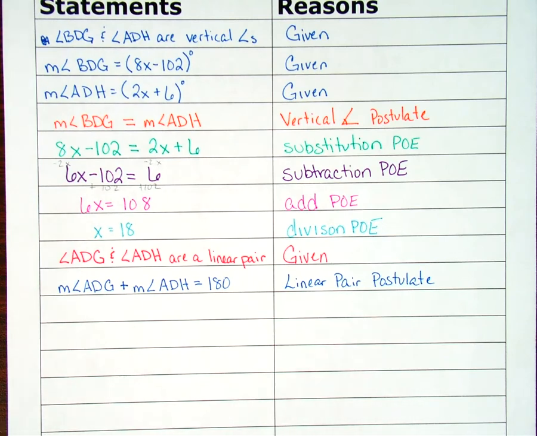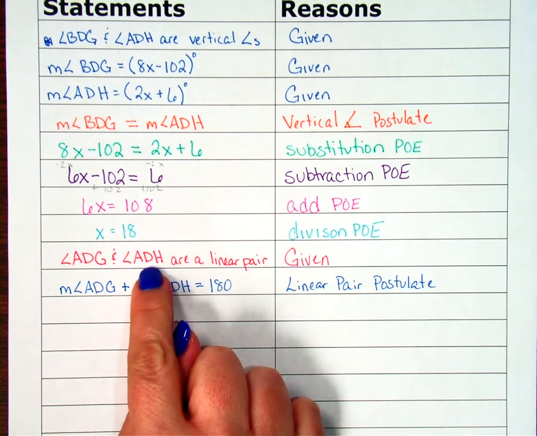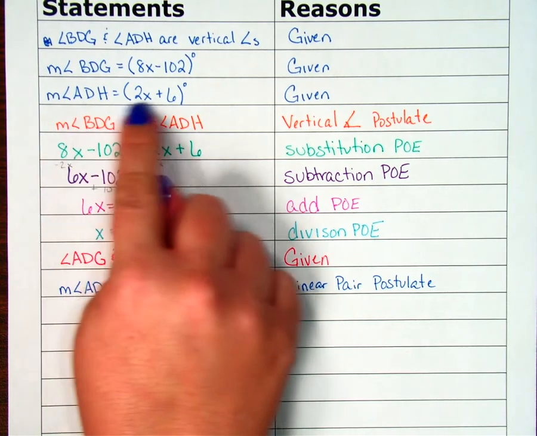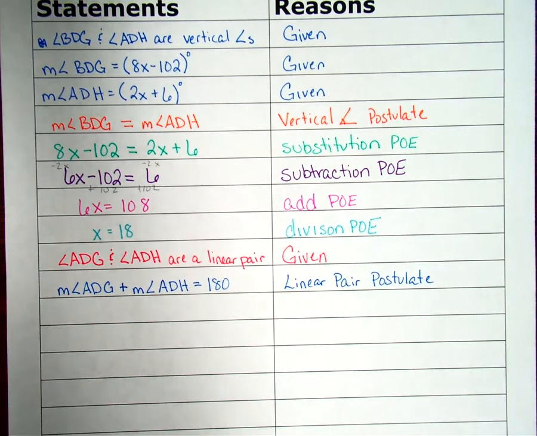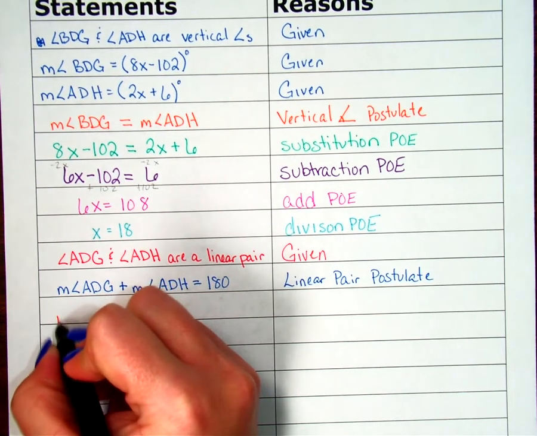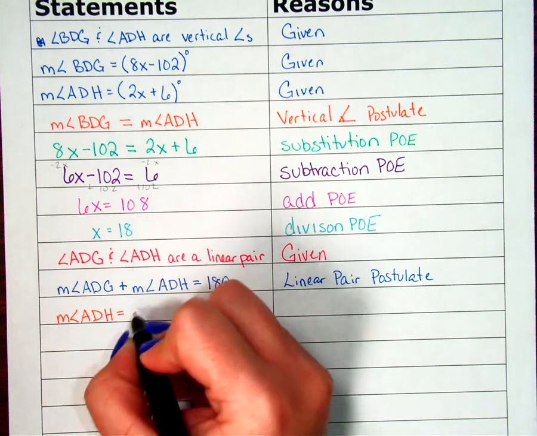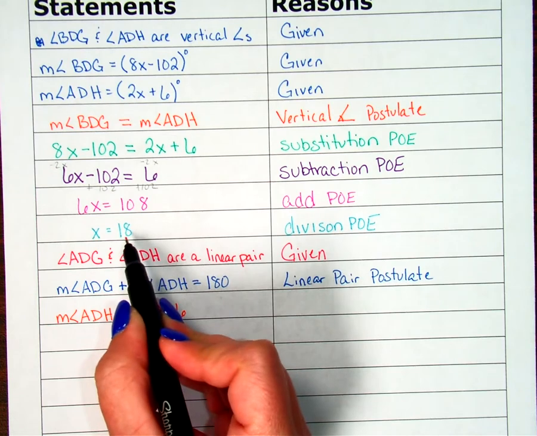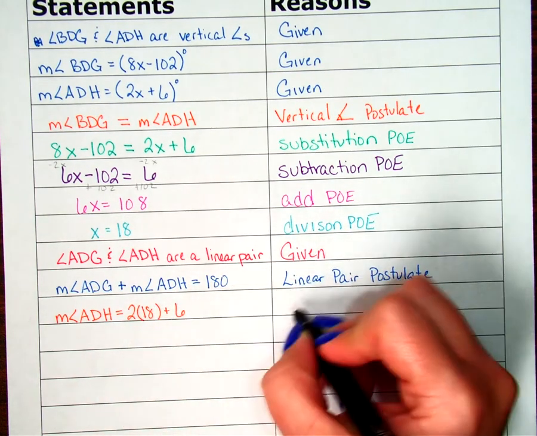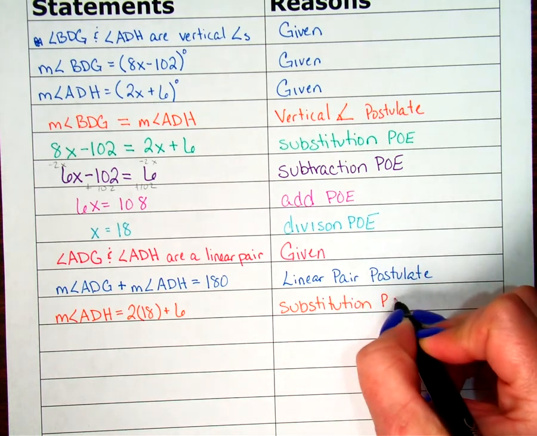Okay, so guess what I get to do now? I'm going to get to substitute. Okay, we can do a couple different ways to substitute. I can go ahead and first figure out, well, ADH I knew is 2x plus 6, right? So let's find this angle. The measure of angle ADH equals 2x plus 6, but we found x, remember? X is 18. I'm going to substitute that in. Substitution property of equality.